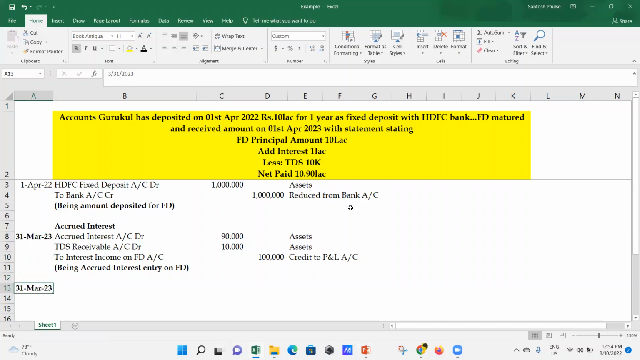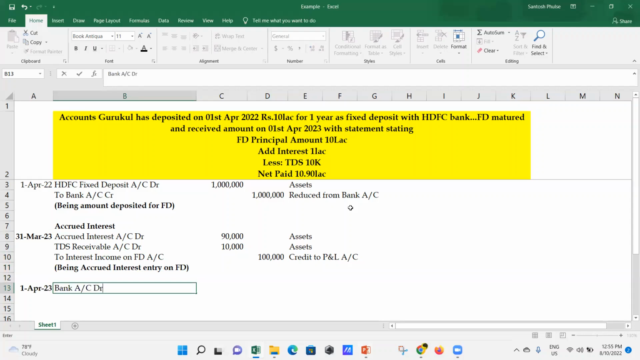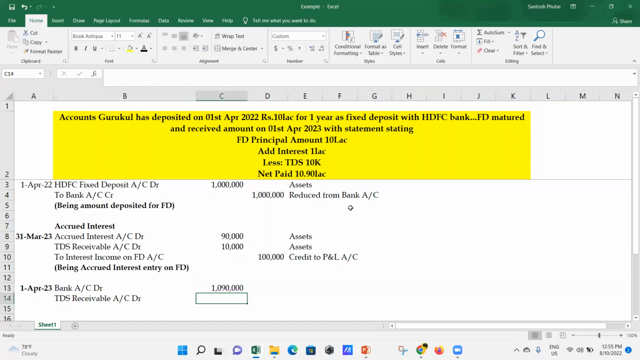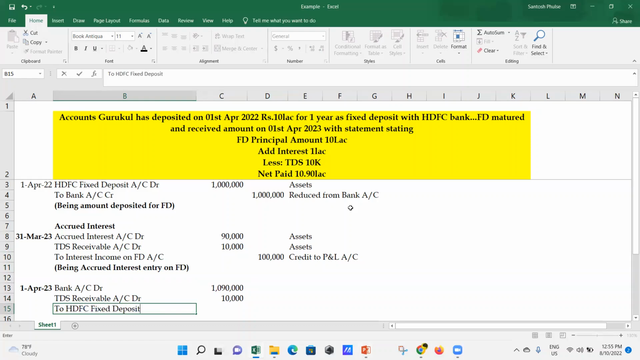So, as on 1st April 23, whatever amount you received, first you have to debit your bank account. The amount received is 10,90,000. Then whatever TDS receivable was deducted by the bank or SDFC is going to be debited here again as 10,000, and to that, we have to credit the SDFC fixed deposit account.